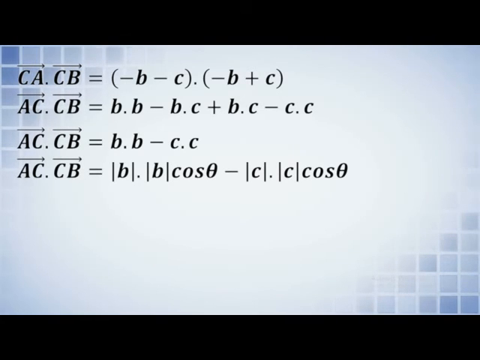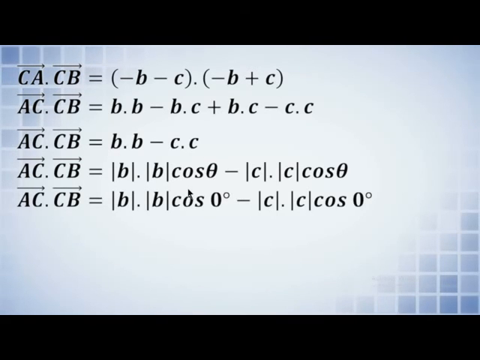We know that B dot B equals magnitude of B times magnitude of B times cosine theta, and also the same for C. So B dot B cosine 0, since the angle theta between vector B and B is 0, minus C dot C cosine 0. Why is the angle between the same vectors equal to 0? This vector B and B, this vector C and C.